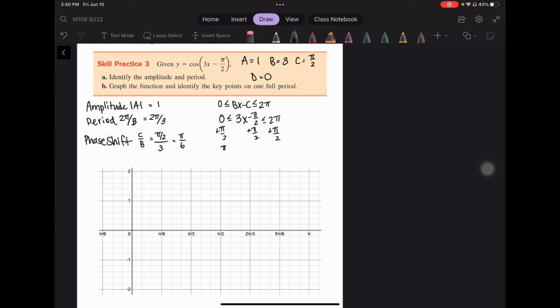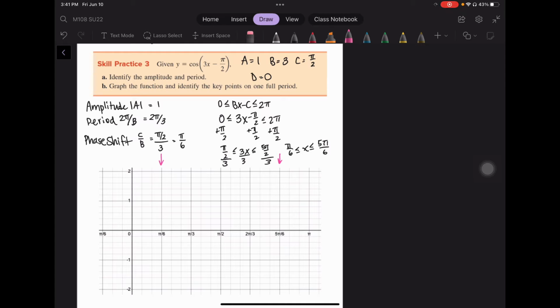we get pi over 2 is less than or equal to 3x is less than or equal to 5 pi over 2. And then we divide through by 3. And that gives us the interval pi over 6 to 5 pi over 6. We're going to get one full cycle from pi over 6 to 5 pi over 6 then.